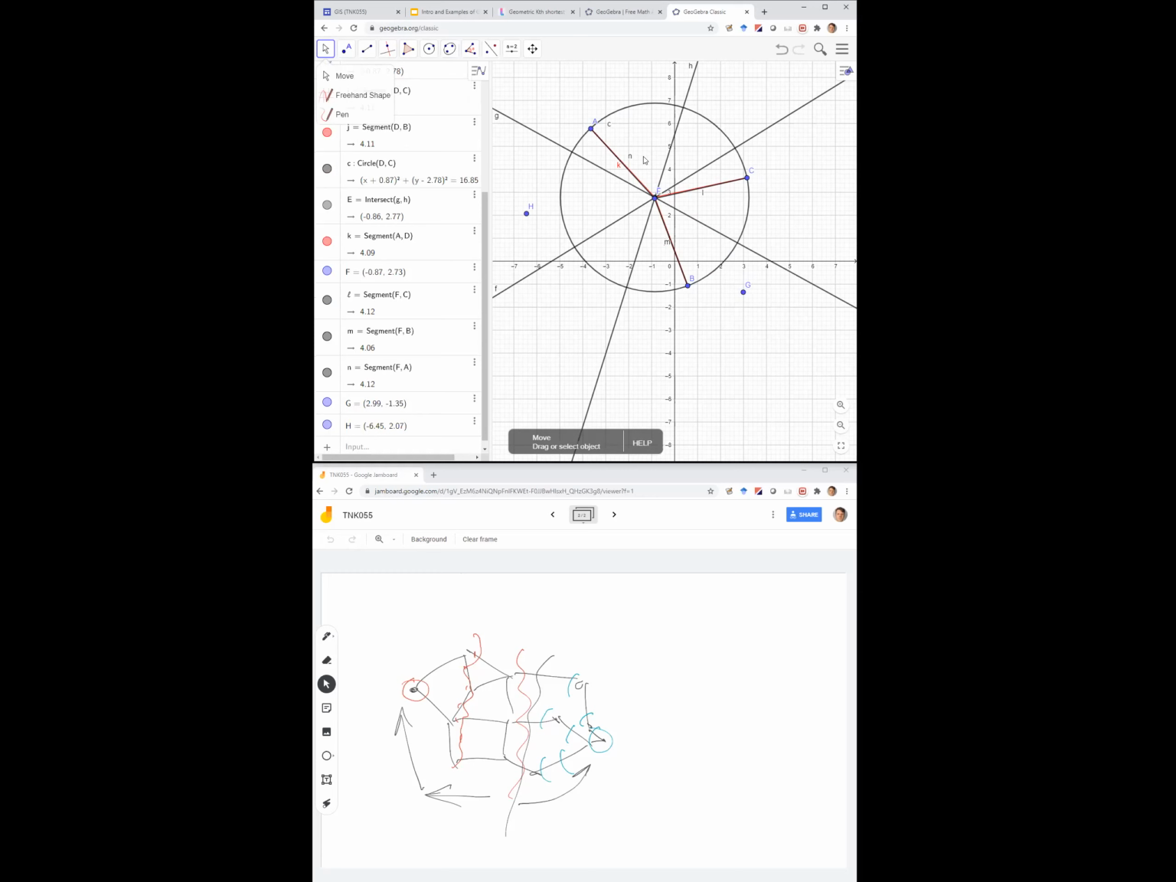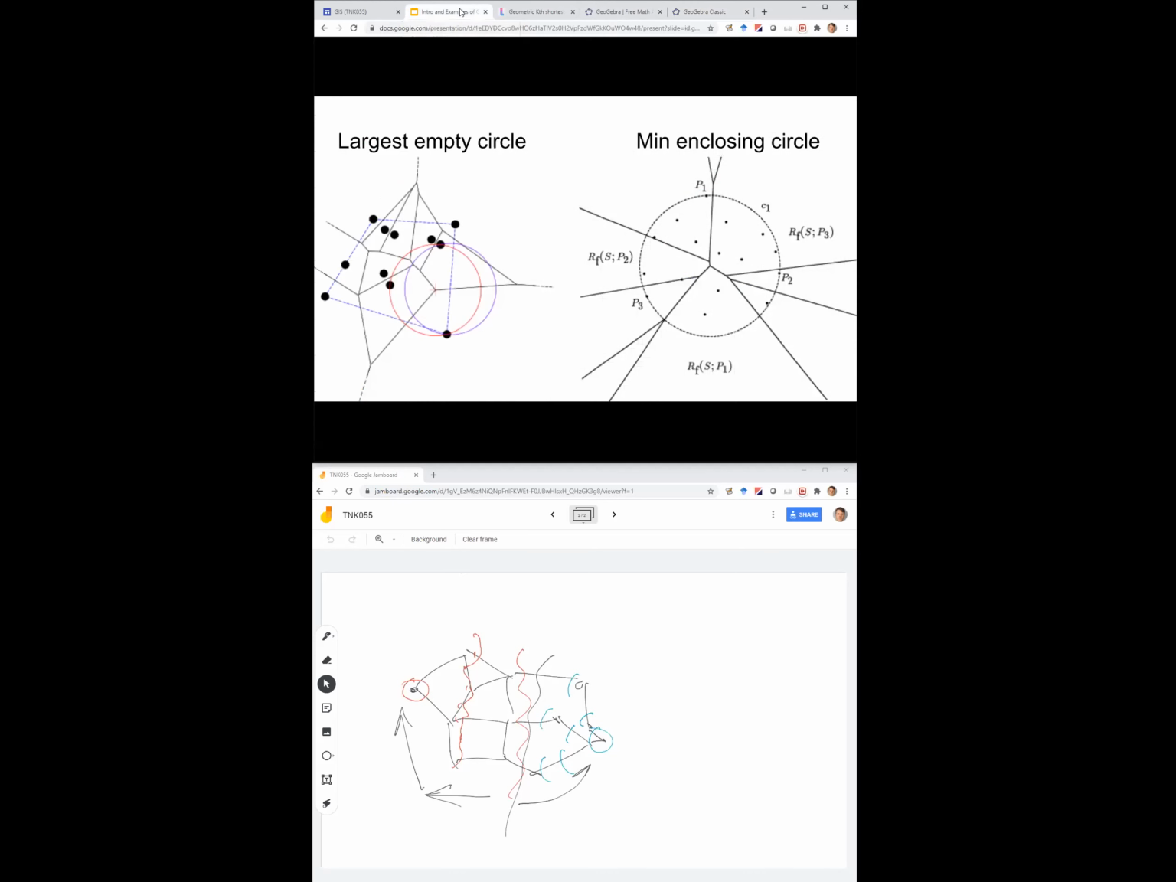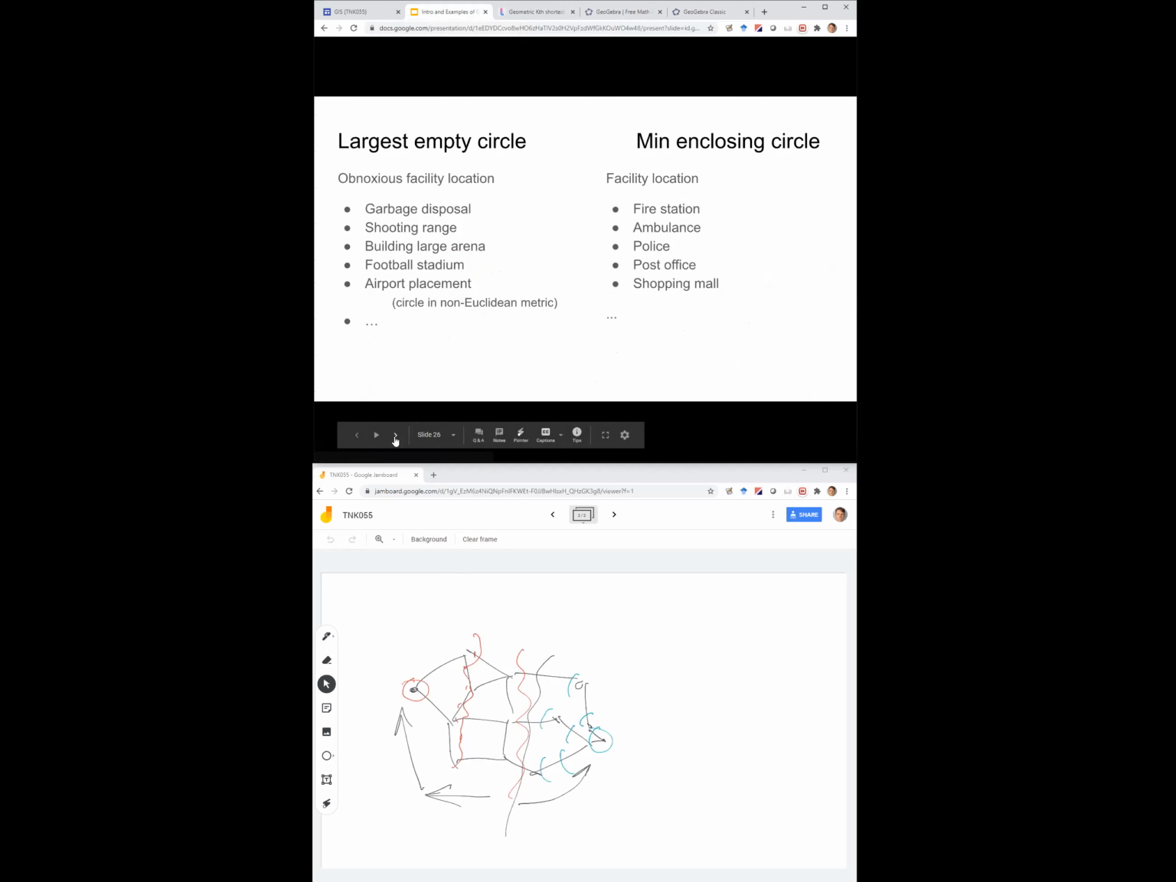So these bisectors, in general, define the Voronoi diagram and the farthest point Voronoi diagram. The vertices of the Voronoi diagram define the largest empty circles. One of the vertices of the farthest point Voronoi diagram defines the minimum enclosing circle. Okay, lots and lots of geometry.